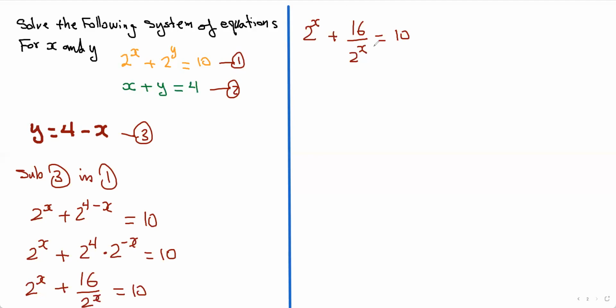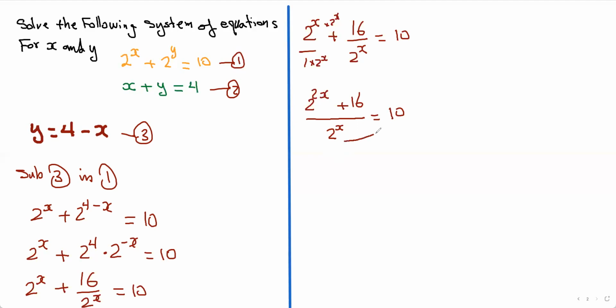So what I'm going to do, I'm going to do common denominator here. So this here, I'm going to multiply the bottom by 2 to the x and multiply the top by 2 to the x. So here, 2 to the x times 2 to the x, you add the exponents and you're going to get 2 to the power of 2x. X plus x is just 2x. And plus 16 all over 2 to the power of x equals 10.